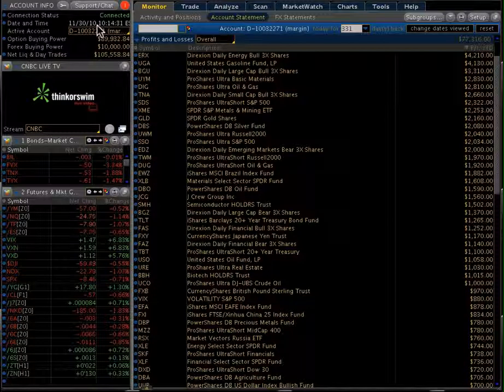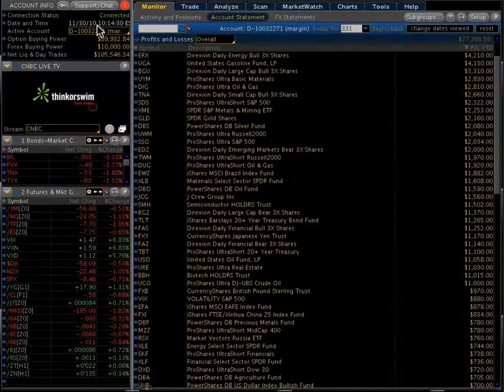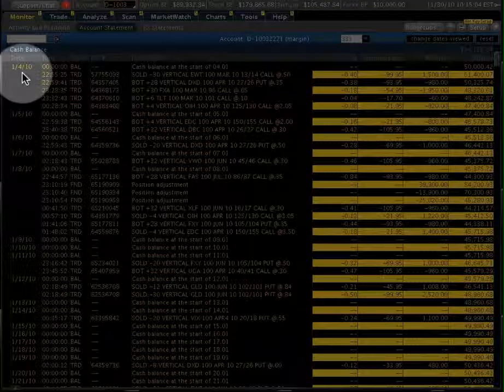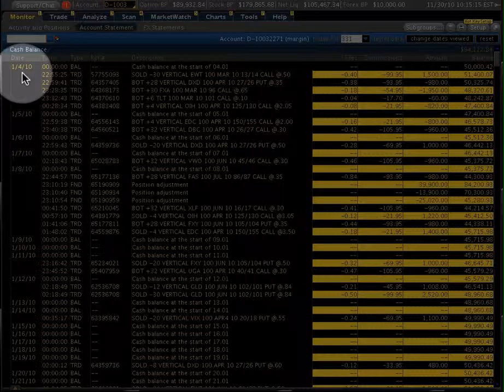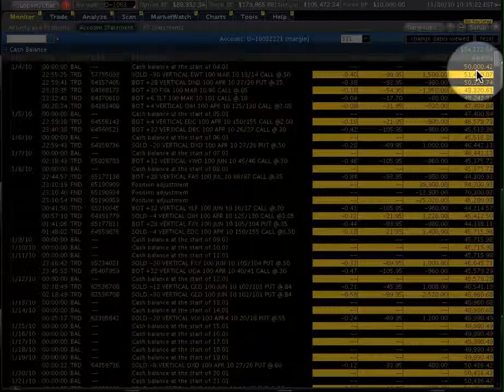This is a view inside the account during live trading hours. You're looking at the month-end results for November 2010. The cash balance at the start of the trading year, 04 January 2010, was $50,000.